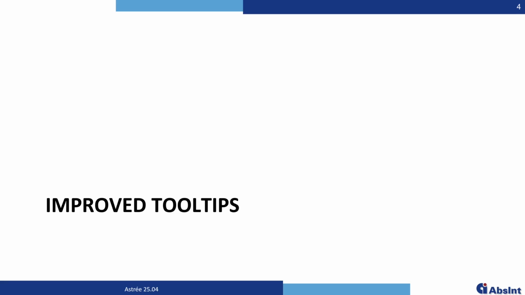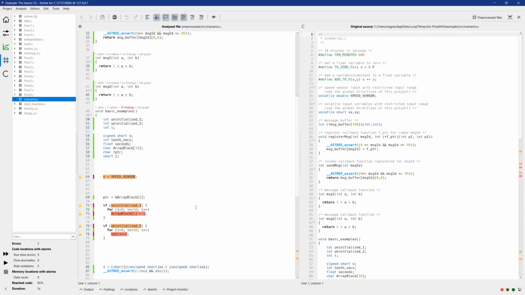Astrée 2504 provides new and improved tooltips. Here I have opened the basics example again and run the analysis. And now if I hover over line 71, I see a tooltip. What might catch your eye first is the improved syntax highlighting. It is now much easier to quickly and intuitively understand the message of the alarm.